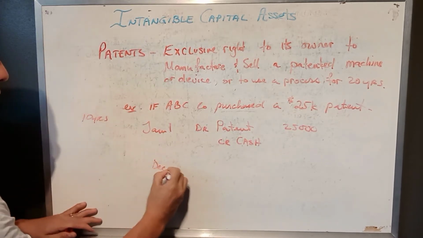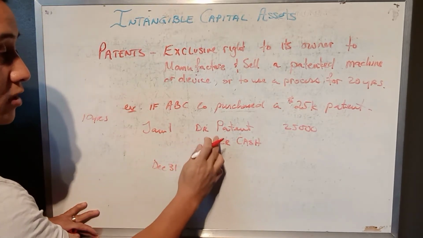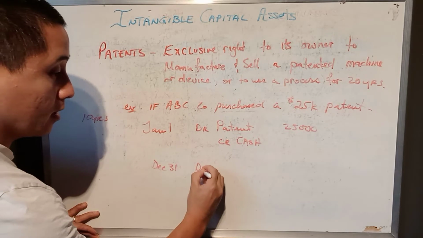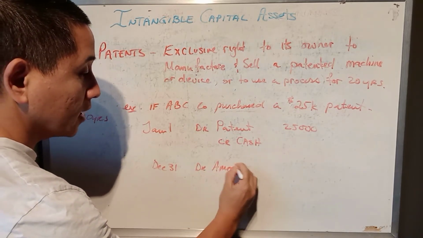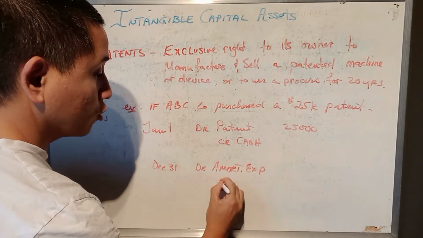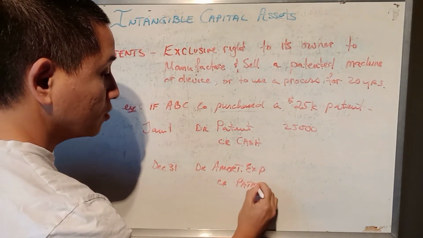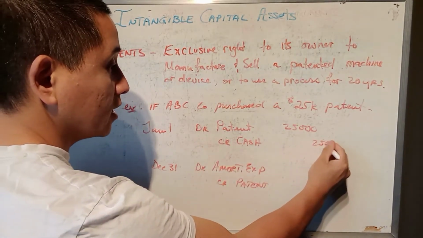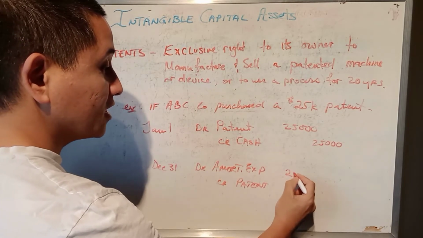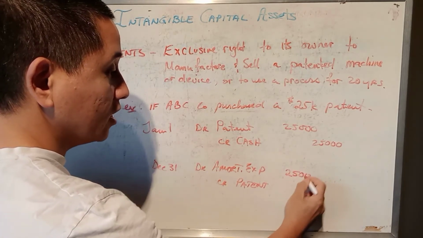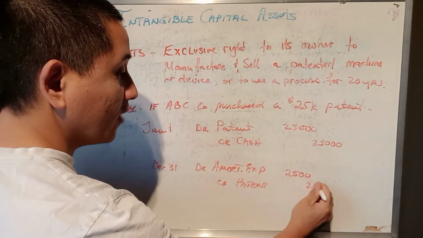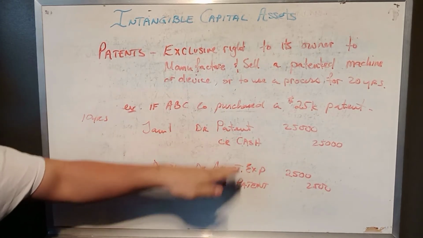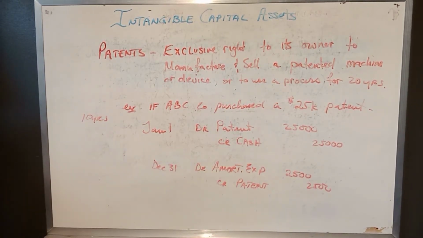So on December 31st, what we would do is reduce this patent value, and this would be debit amortization expense and credit the patent value, because we've used it. Therefore, we're matching that with the revenue it helped to generate throughout the accounting period. Since it has a useful life of 10 years, take 25,000 divided by 10, which is 2,500. And then we would have the explanation under each one. So that's what patents are.